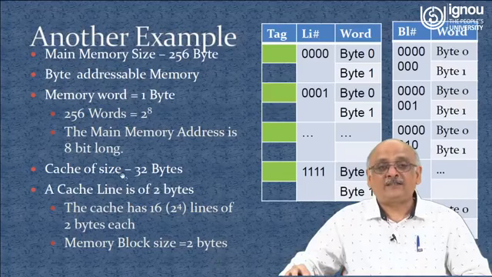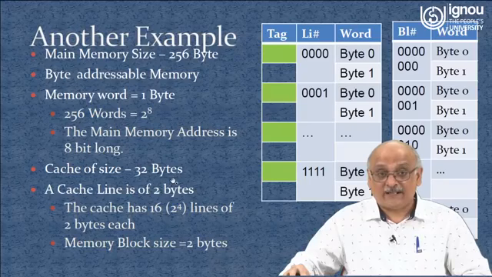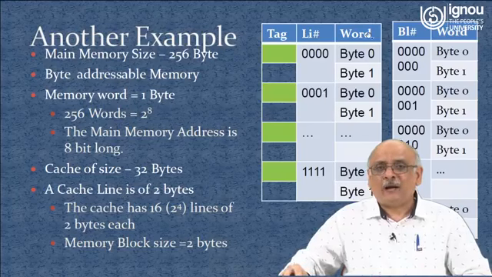And then the cache is 32 bytes. The size of the cache is once again given in bytes, but one cache line is 2 bytes. So this is slightly different now. What is the block size of the cache? 2 bytes.